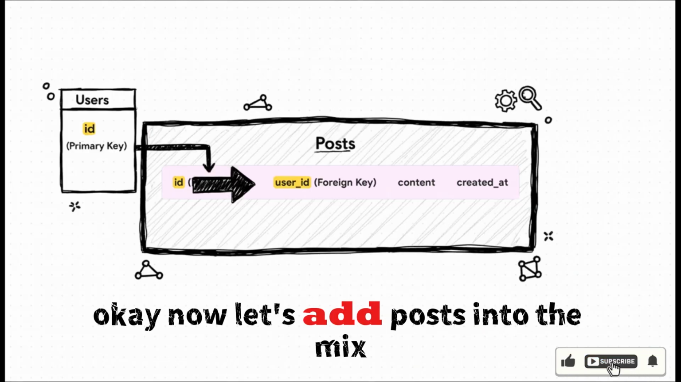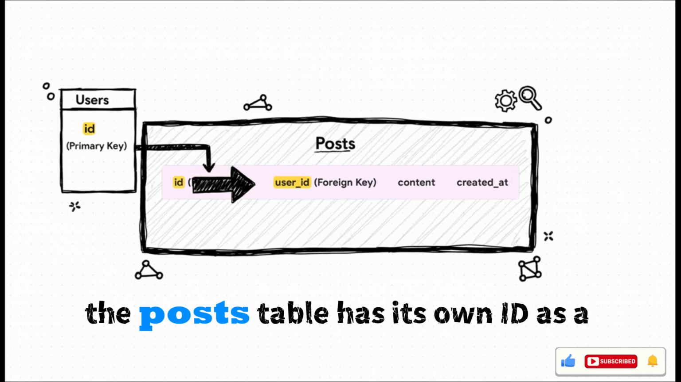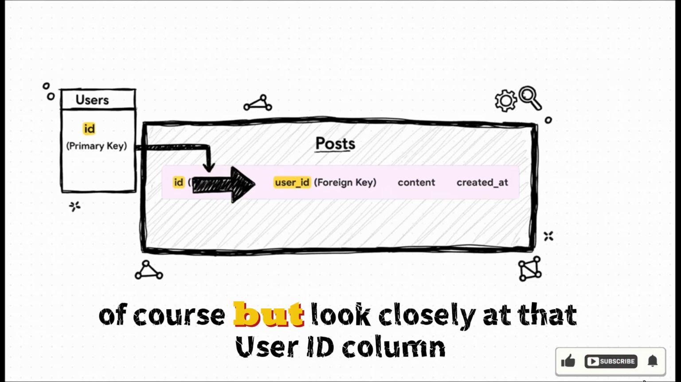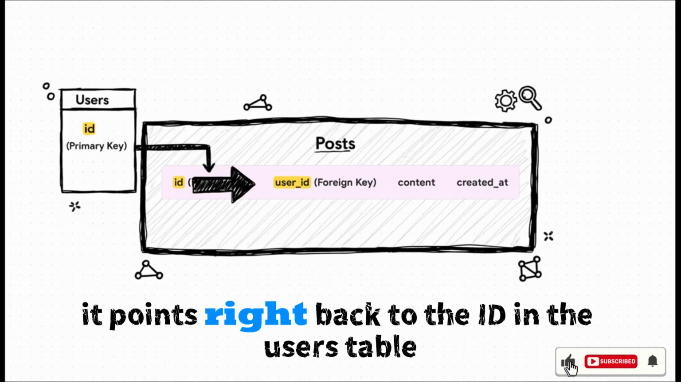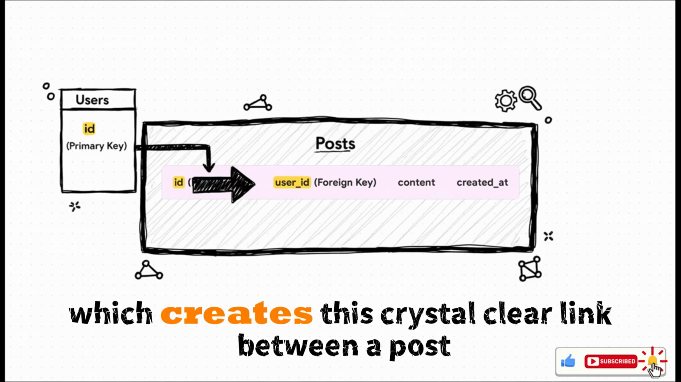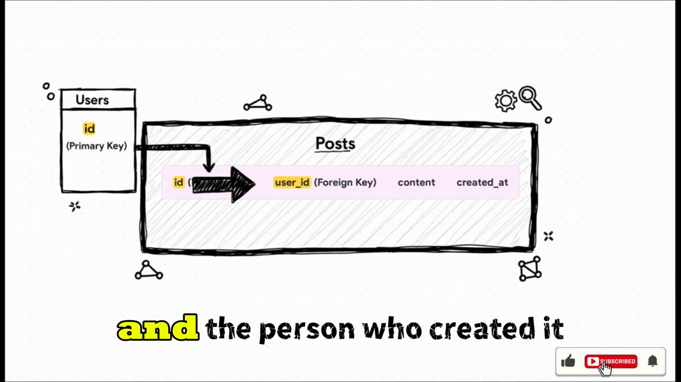Okay, now let's add posts into the mix. The posts table has its own ID as a primary key, of course, but look closely at that user ID column. That's our foreign key. It points right back to the ID in the users table, which creates this crystal clear link between a post and the person who created it.